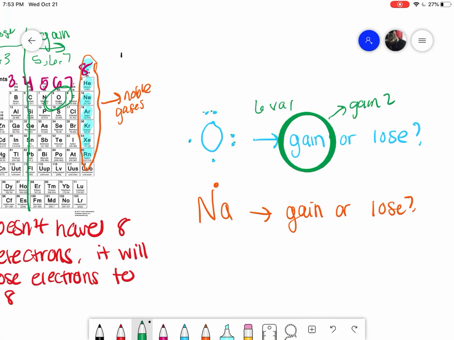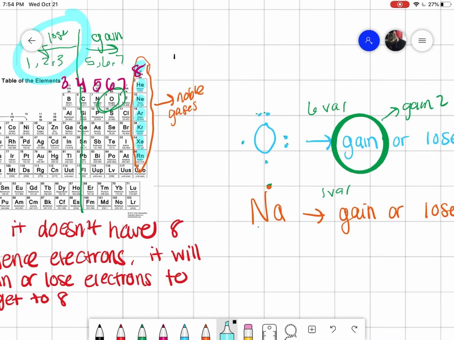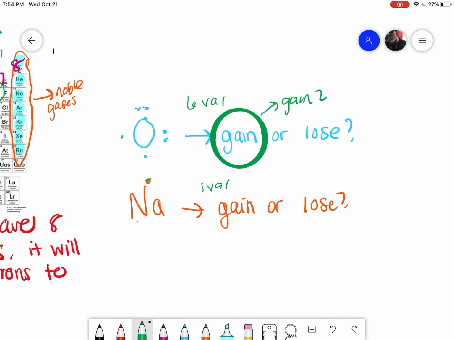Our next element is sodium. How many valence electrons does sodium have? Well, if we count the electrons on the Lewis dot structure of sodium, that tells us it has 1 valence electron. And so we know from our periodic table, if it has 1, 2, or 3 valence electrons, it is going to lose. And so sodium will lose. And it will lose that 1 valence electron it has.